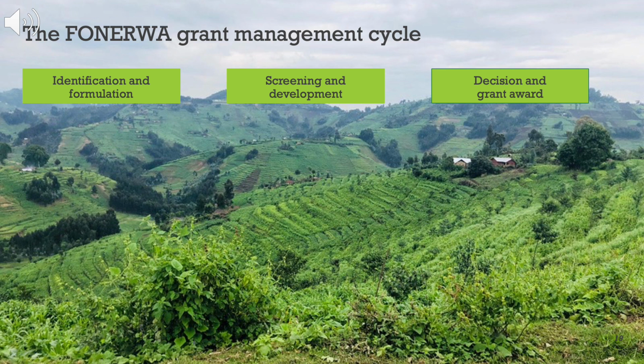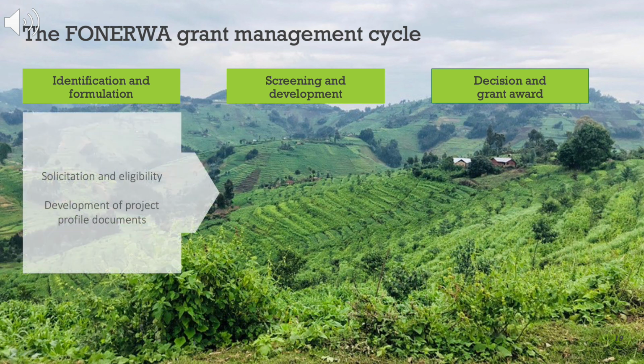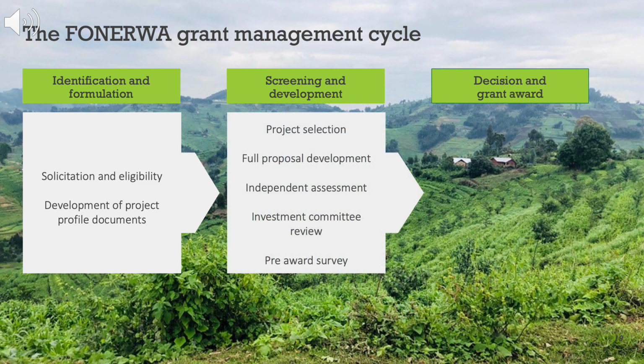The EDA grant management cycle set up in Rwanda consists of 3 stages. First, an identification and formulation stage to publicly solicit applications and provide capacity building to develop project profile documents. Second, a screening process involving a review of the developed project profile documents against the focus areas.